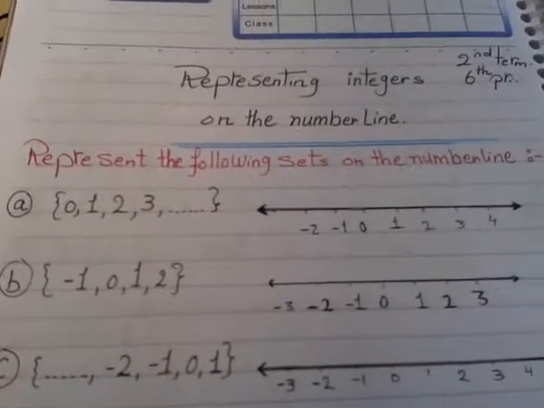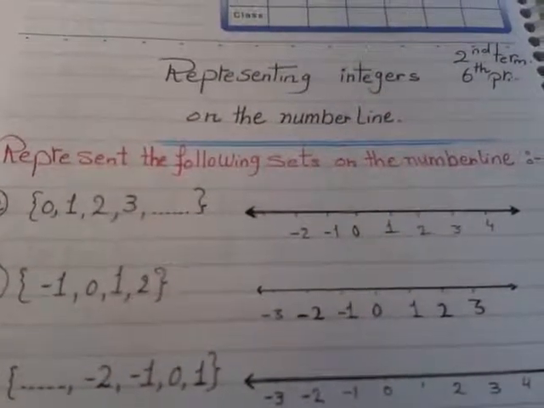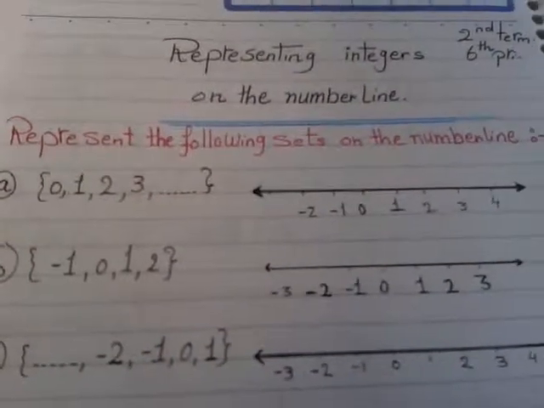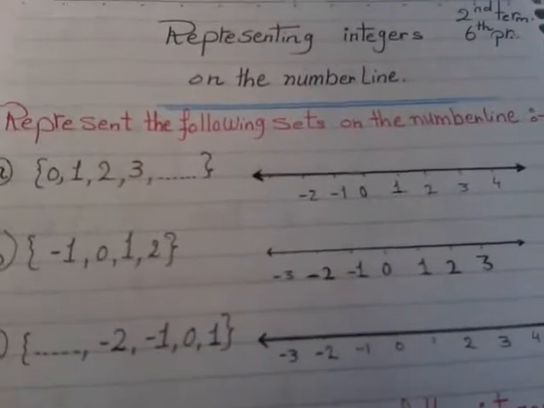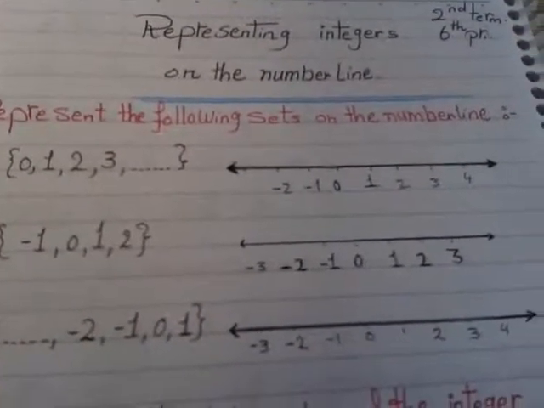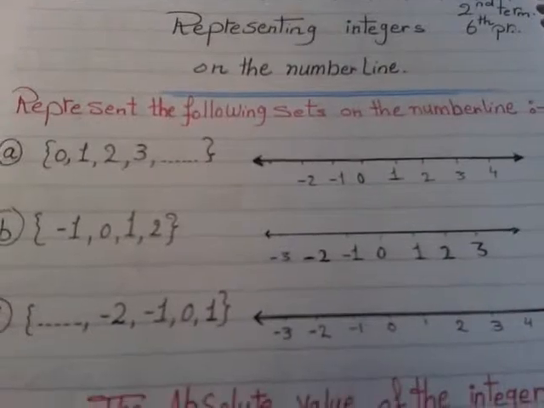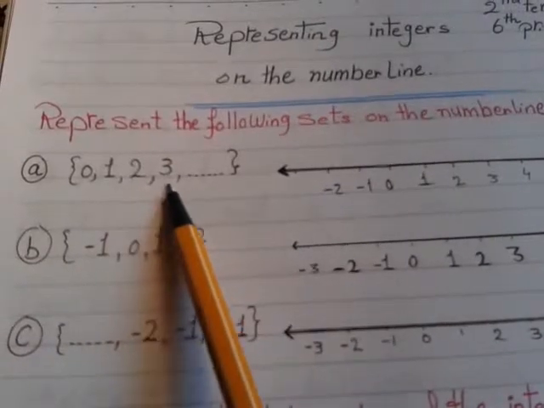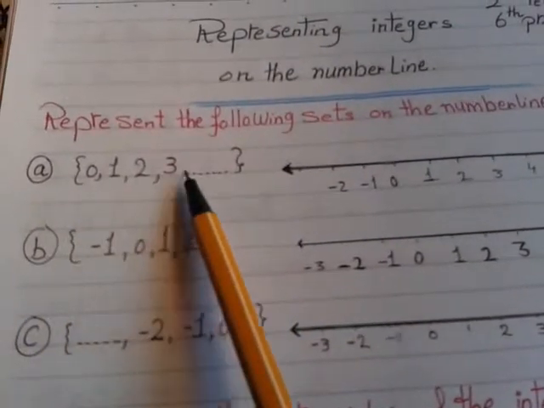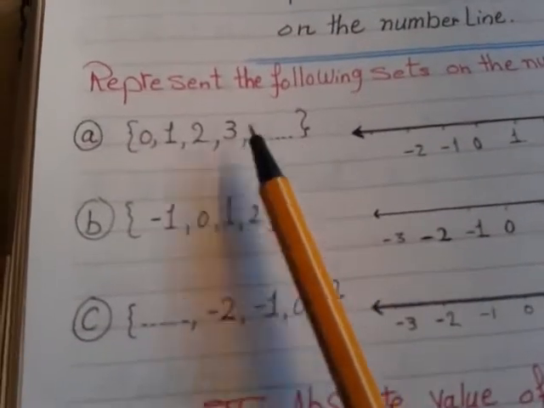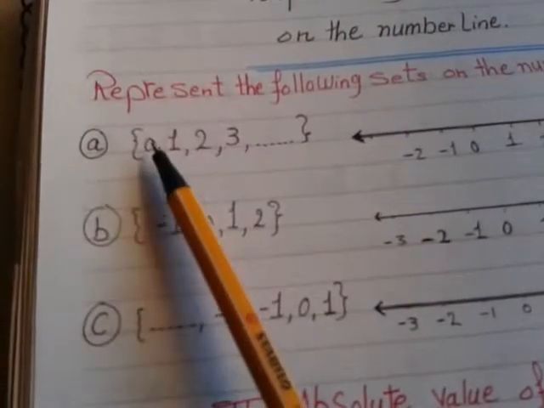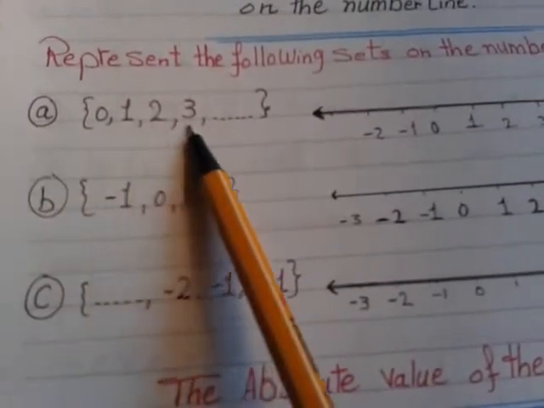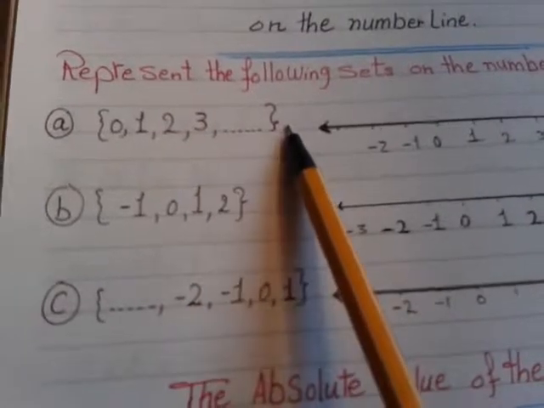Dear primary 6 students, here we have our lesson in primary 6 for this term, representing integers on the number line. The question is, represent the following set of numbers on the number line. I have here a set formed from 0, 1, 2, 3, and so on. This is called an open set, because it hasn't a limit. It starts from 0, 1, 2, 3, and dots. Those dots mean it will continue to be 4, 5, 6, 7, 8.